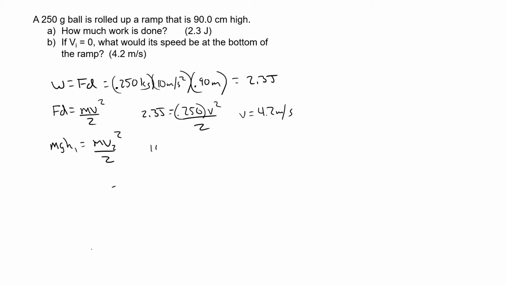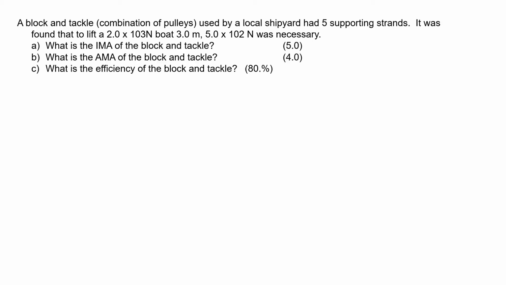Here, this would be 10 times 0.90 meters equals v2 squared over 2, and if we solve that, we would also end up with the same thing of 4.2 meters per second. Again, showing that work becomes the gravitational potential energy, which turns into kinetic as it falls.